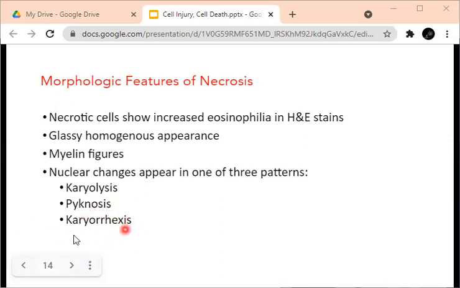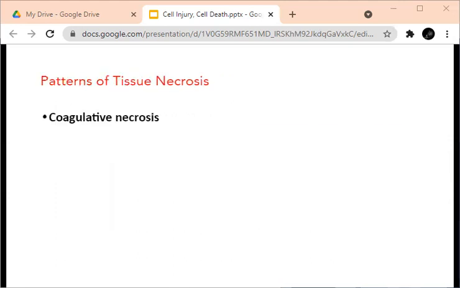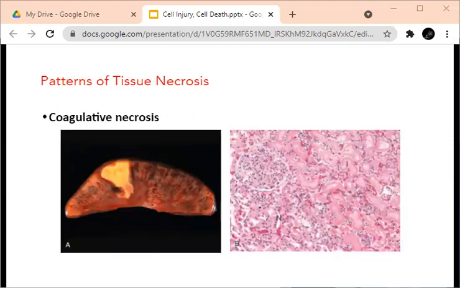Then karyorrhexis, the third pattern, also known as fragmentation of the nucleus. Under the microscope, our nucleus appears as just dots, because the nucleus has fragmented. So there are different patterns of tissue necrosis, and different cells have different sensitivities to the kind of necrosis. These are the basic patterns of necrosis that you need to study.